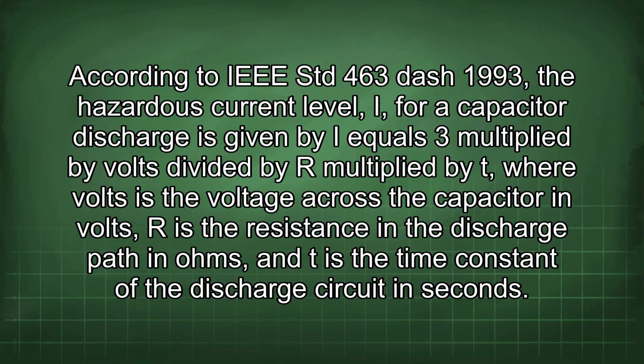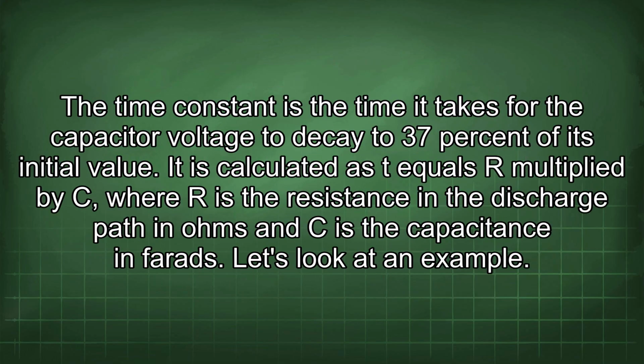where volts is the voltage across the capacitor in volts, R is the resistance in the discharge path in ohms, and T is the time constant of the discharge circuit in seconds. The time constant is the time it takes for the capacitor voltage to decay to 37% of its initial value. It is calculated as T equals R multiplied by C, where R is the resistance in the discharge path in ohms and C is the capacitance in farads.